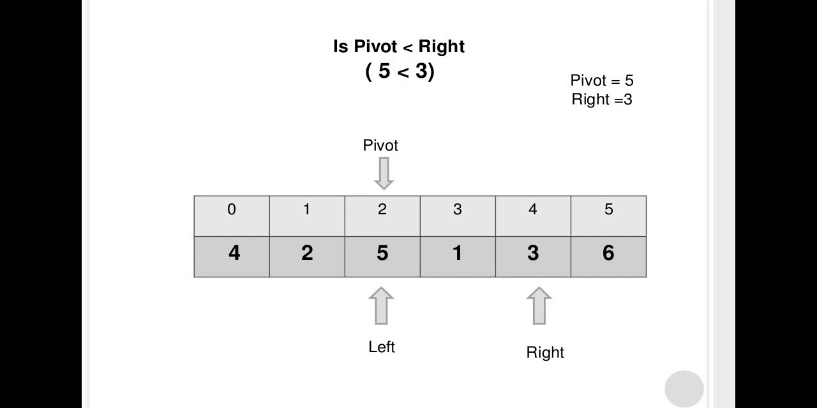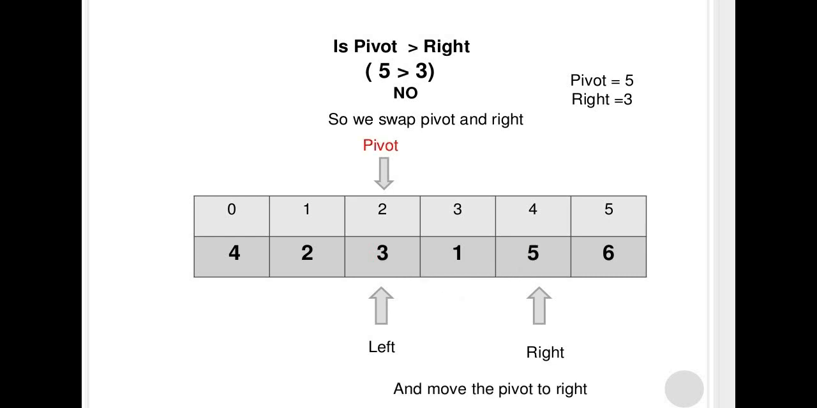Now you have to compare with this 3. Now the pivot element is greater, then it will be shifted to the right side. Okay, so 5 and 3 are compared here. So 5 is greater than this 3, it will be compared and it will be swapped here. Now you can see the elements, now the pivot is shifted to the right side.